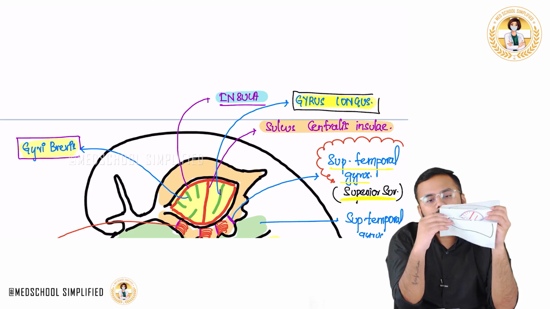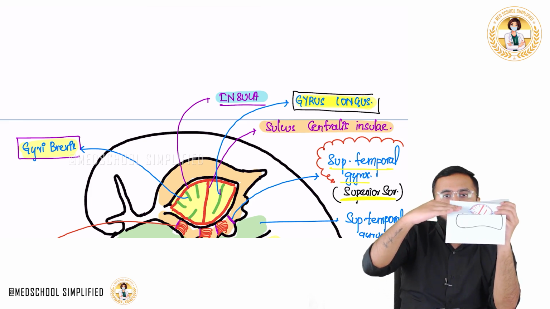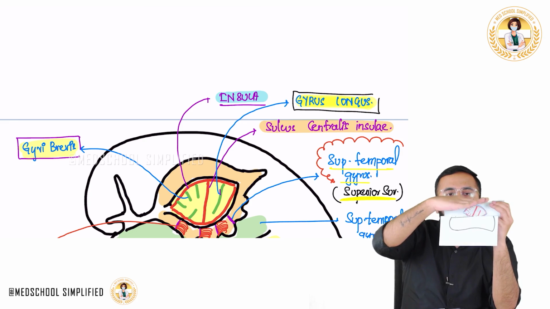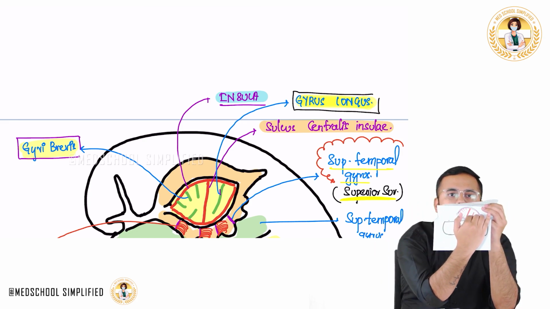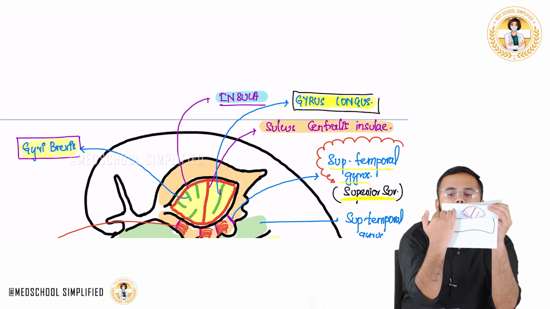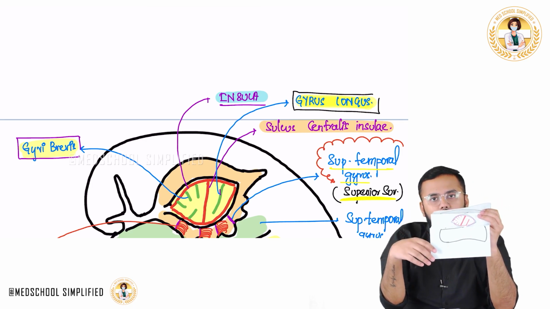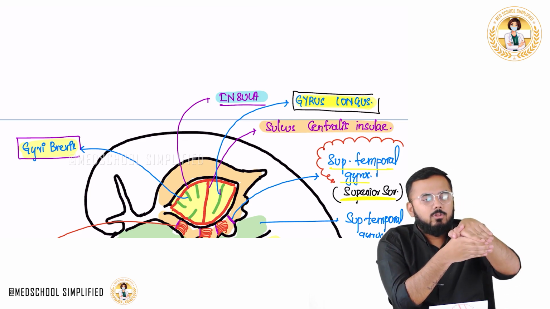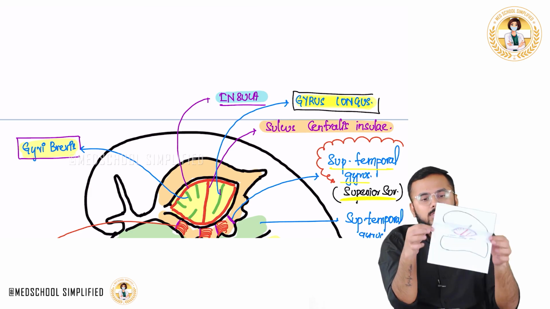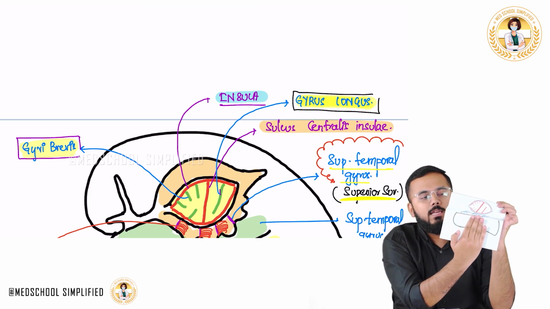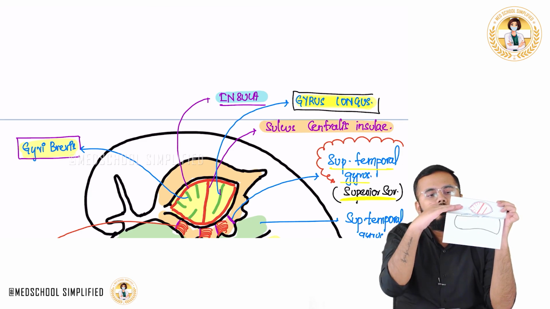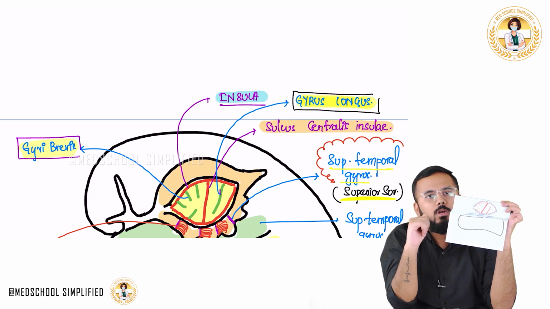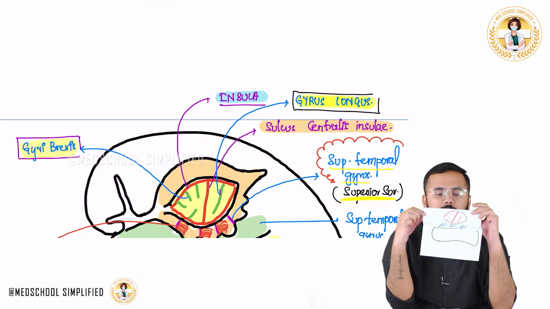In the same way, if you see this roof, this is called the top surface. So this is also the superior temporal gyrus. This is called the superior surface, this is called the lateral surface. So this structure is called the lateral surface, and on the top you have got the superior surface. So this is the lateral surface of the superior temporal gyrus, and this is the superior surface of the superior temporal gyrus.